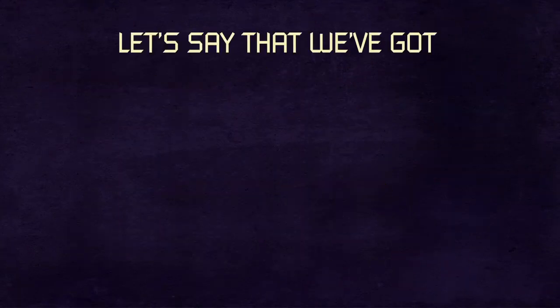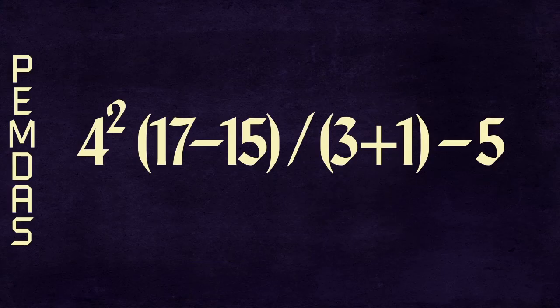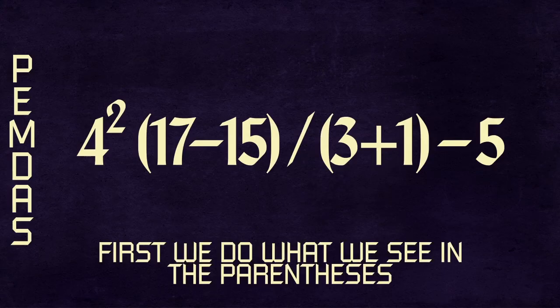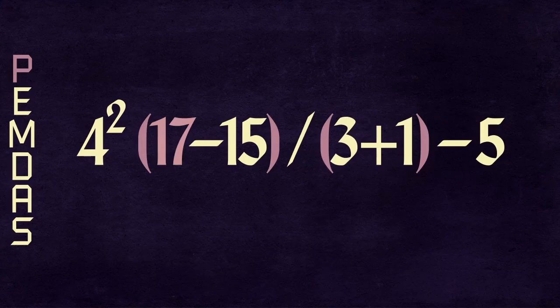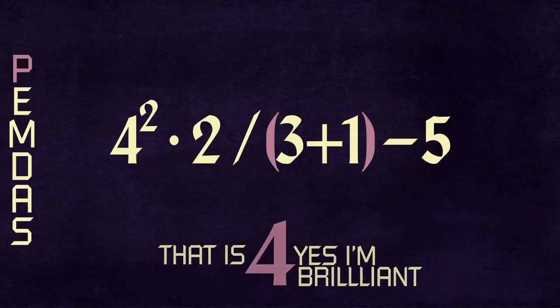Okay, let's say that we've got this. Let's use PEMDAS, see what we accomplish. First we do what we see in the parentheses. 17 minus 15, that is 2 indeed. 3 plus 1, that is 4, yes I'm brilliant.